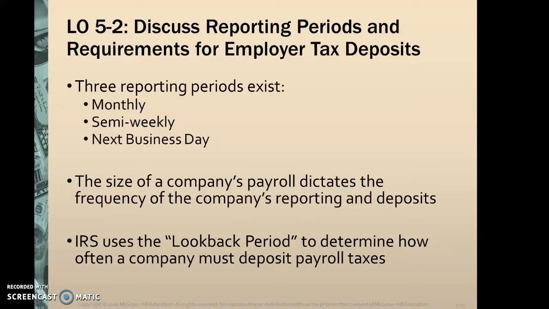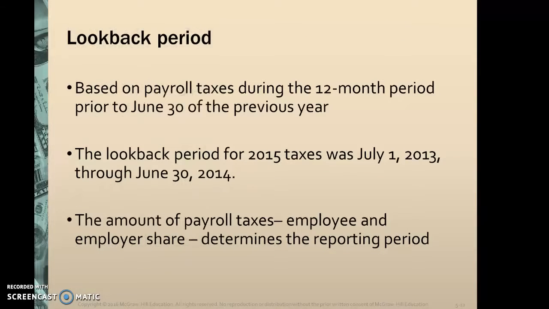The IRS, in order to determine how the company will pay their employees and the taxes, will look at a look-back period. This is on page 156 in your book, which is the amount of payroll taxes an employer has reported in the 12-month period prior to June 30th from the previous year. Okay, and that's how they will determine when their deposits of payroll taxes will be due.